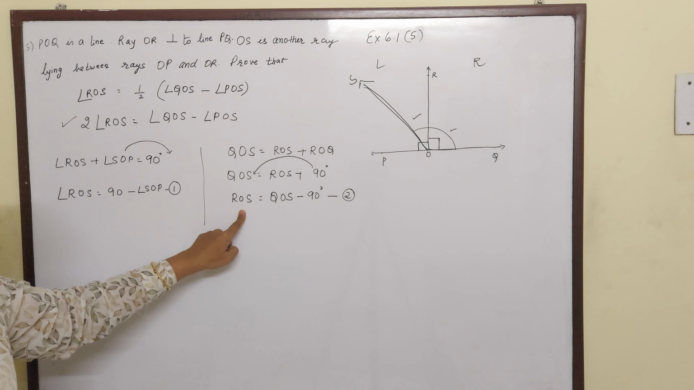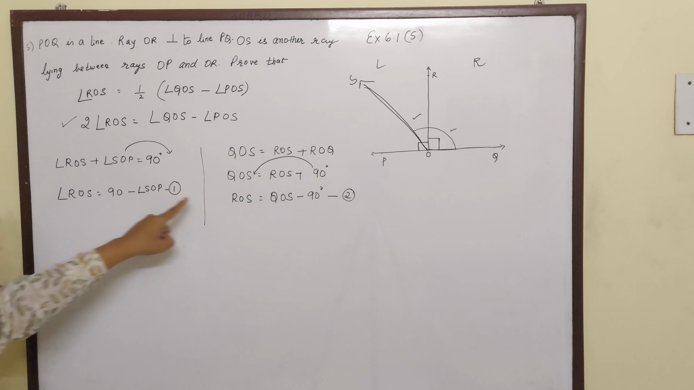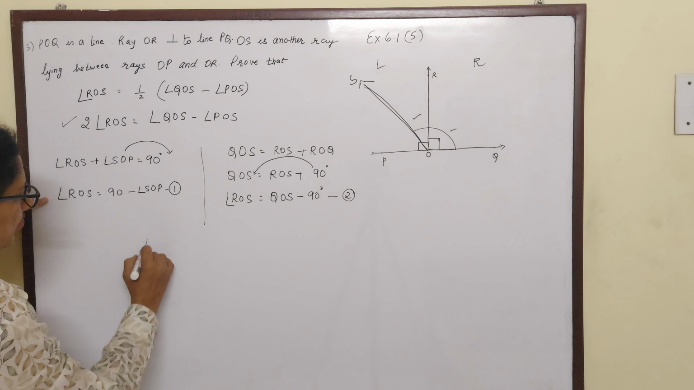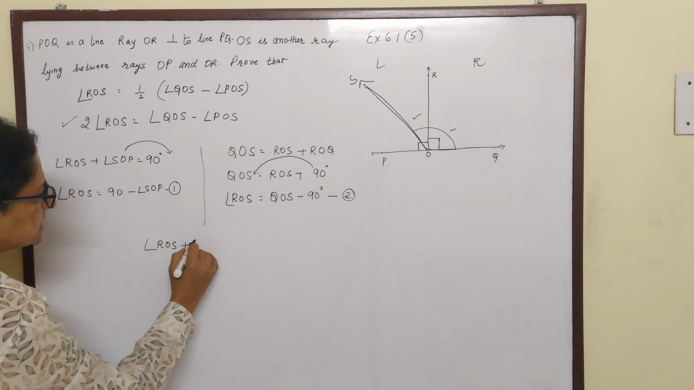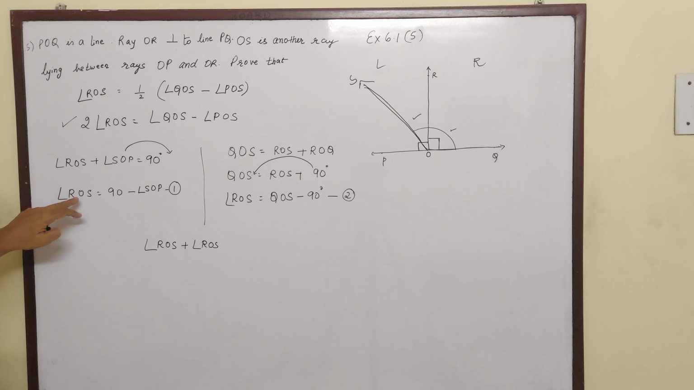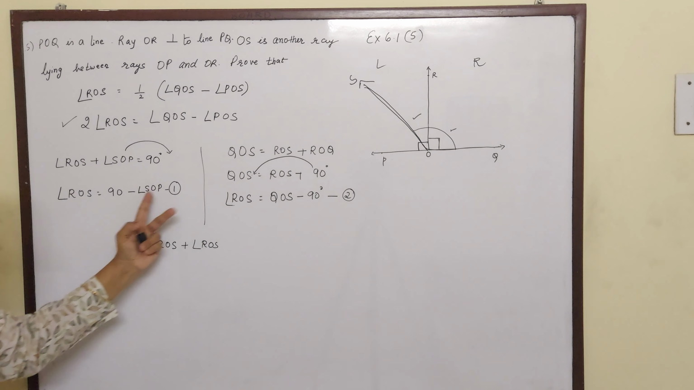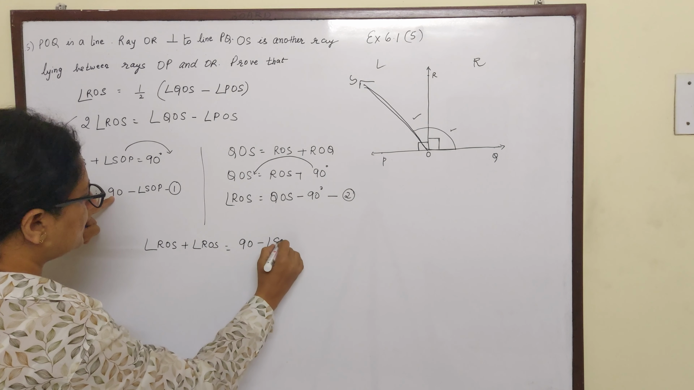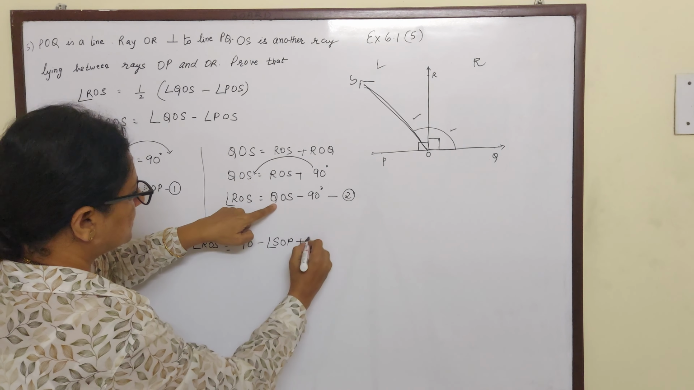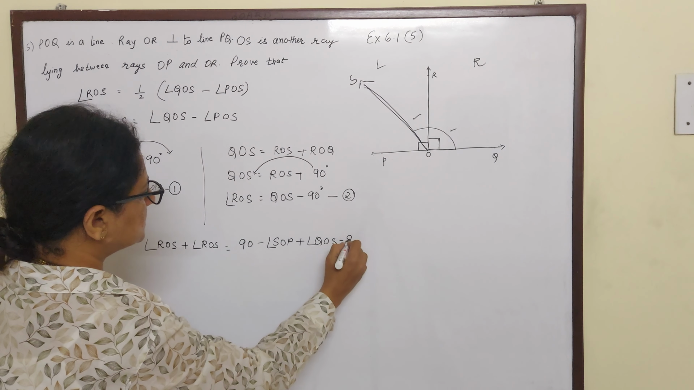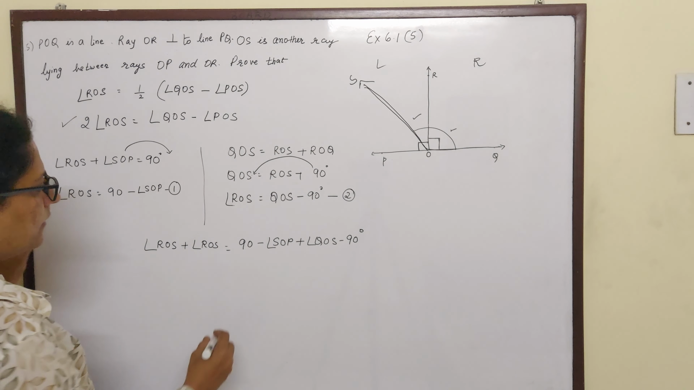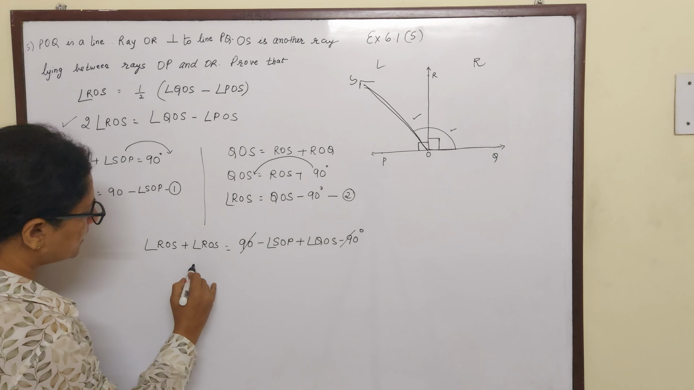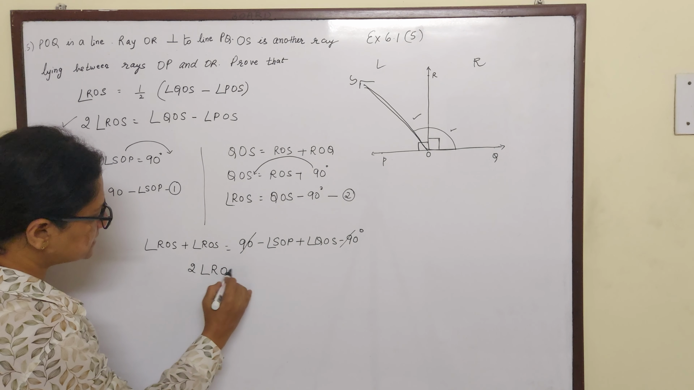Now here also I have got ROS. Now if I add both ROS, I will get 2 times ROS. So angle ROS plus angle ROS. This is adding the left hand side, so I have to add the right hand side also. That is 90 minus angle SOP plus QOS minus 90. Okay. Now 90 minus 90 gets cancelled. ROS plus ROS is 2 times angle ROS.